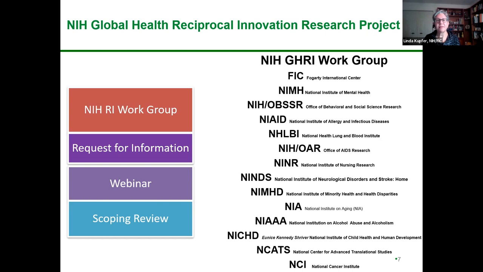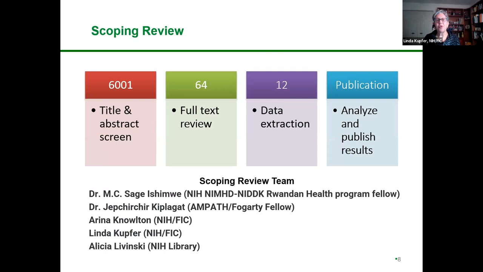For the scoping review, we used a very broad search criteria for GHRI publications, and our search produced 6,000 publications, for which we conducted title and abstract reviews. Those reviews led to identification of 64 publications for the full text reviews. We finally extracted data from 12 papers that met our criteria. Our next step will be to analyze the data we collected and publish the review. I want to note that we had a wonderful team of 5 researchers conducting the scoping review. Their names are at the bottom of this slide. Next slide, please.